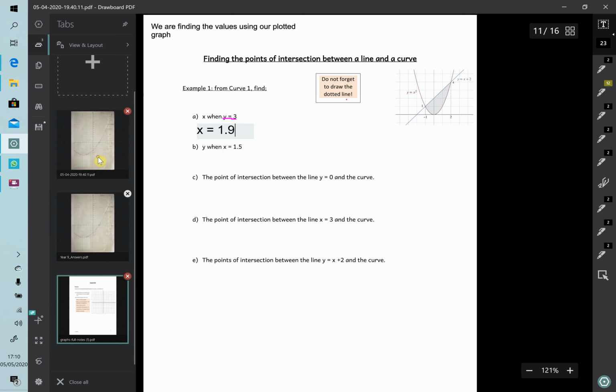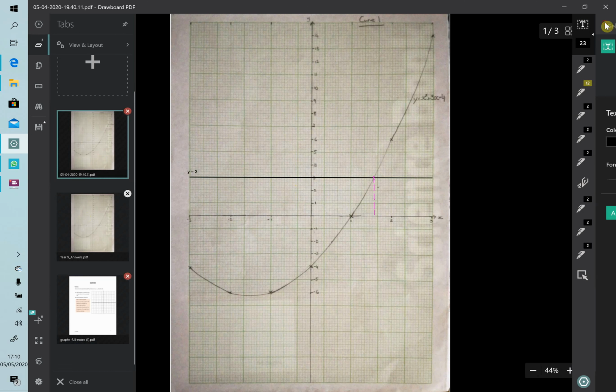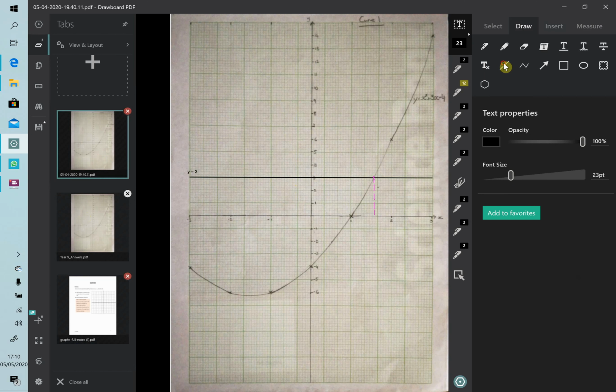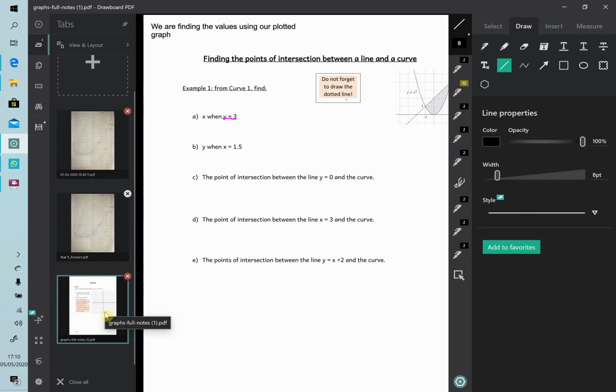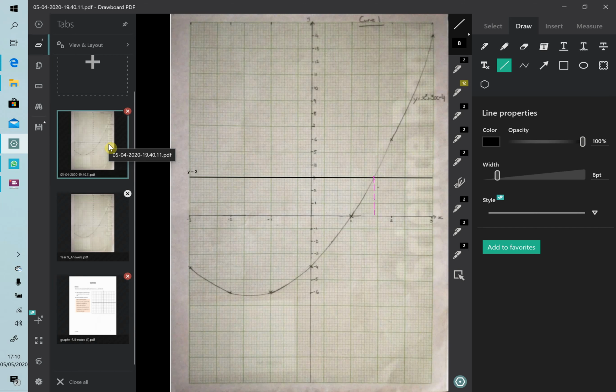Let me go back. We need to find our x value. Let me get this. I need to make this smaller. 1.5. Let me just make sure. Girls, 1.5. And I can have the handout in front of me, so I don't have to keep going back.